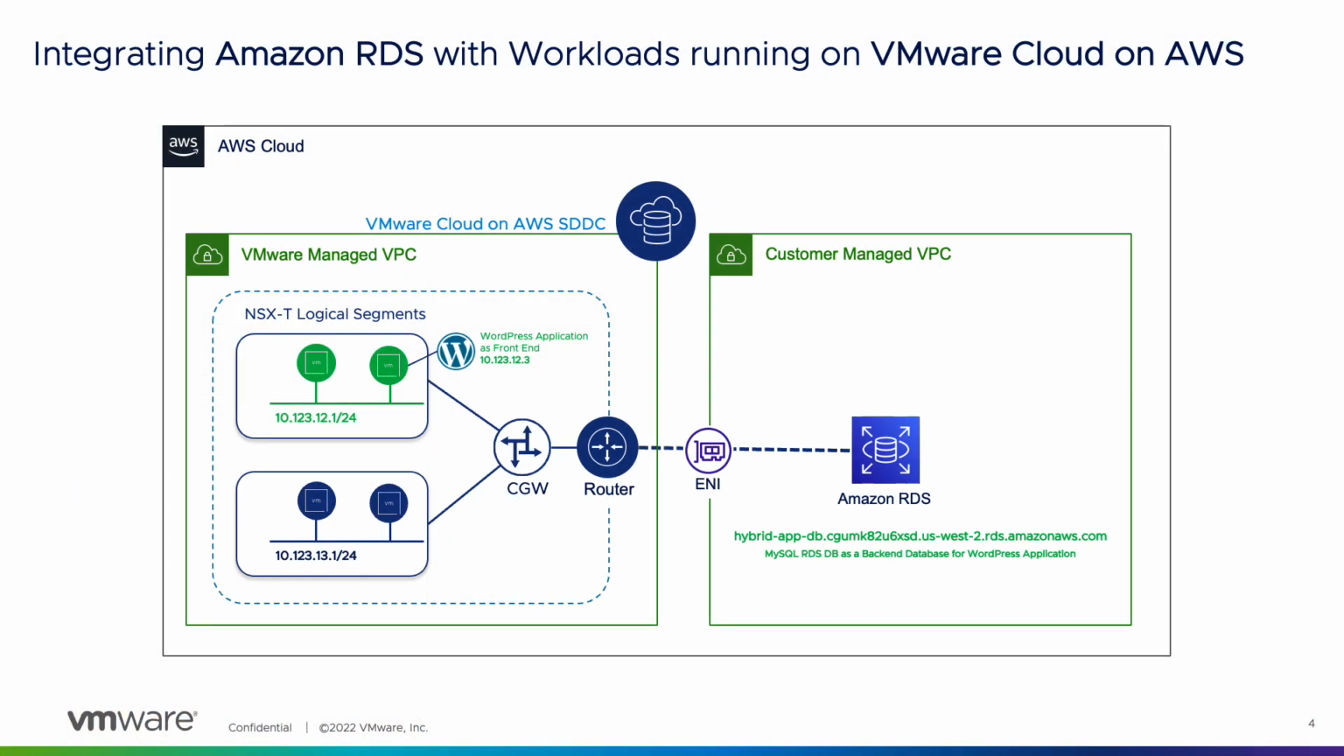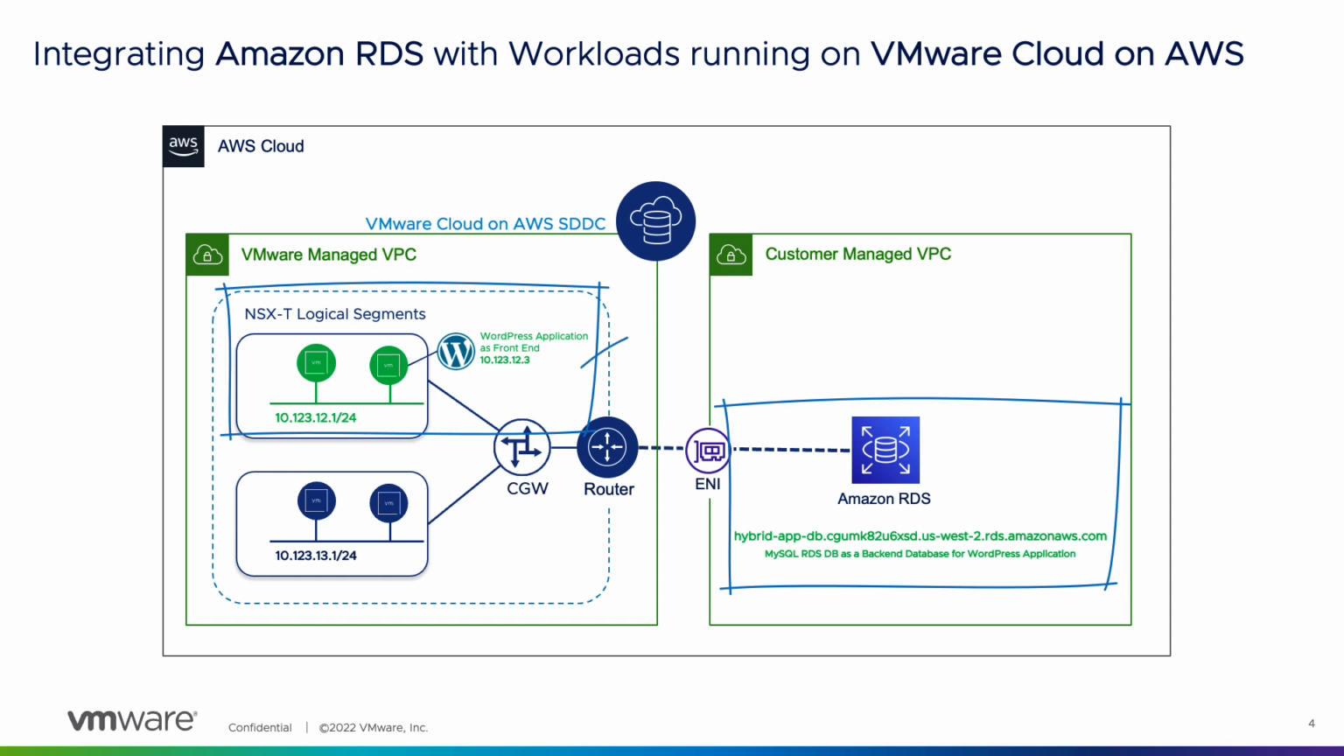Let's have a quick look at my diagram from earlier. What we saw earlier is that we have this RDS instance, hybrid app DB, and we actually connected to this DB instance from a logical NSX logical segment sitting on this network side range, right? And my IP address was 10.123.12.3. That was the virtual machine that accessed the RDS DB instance.